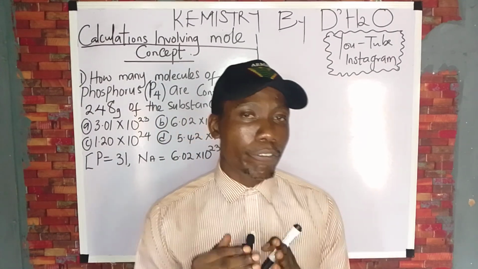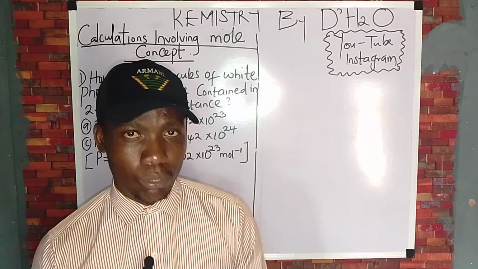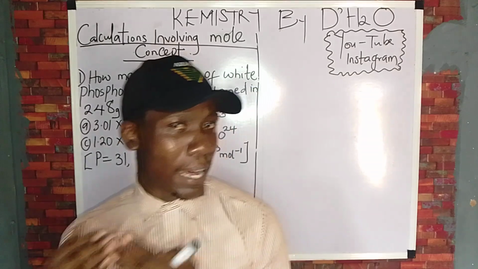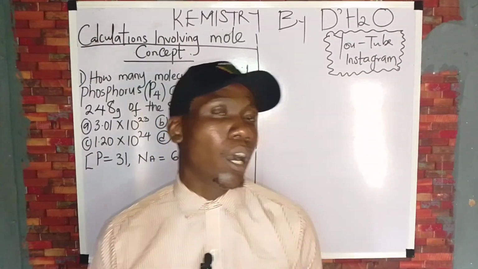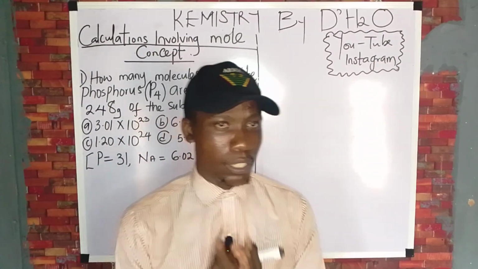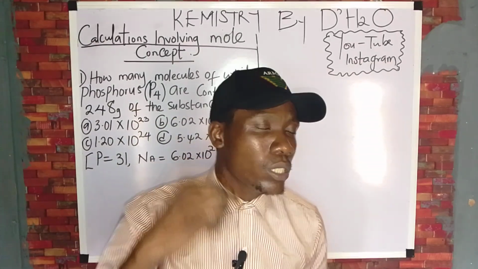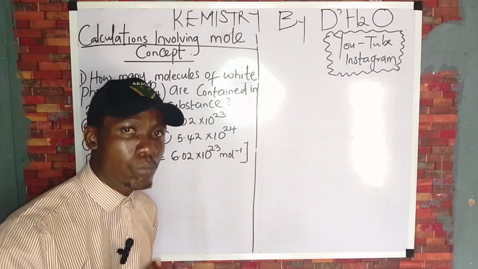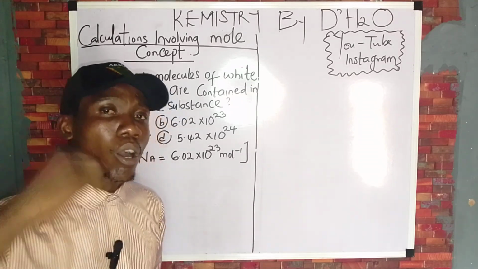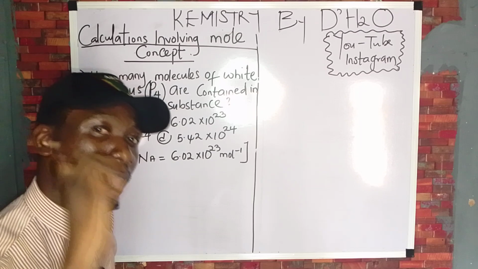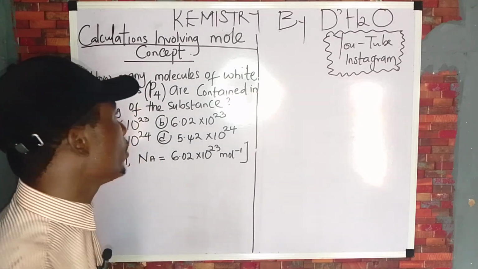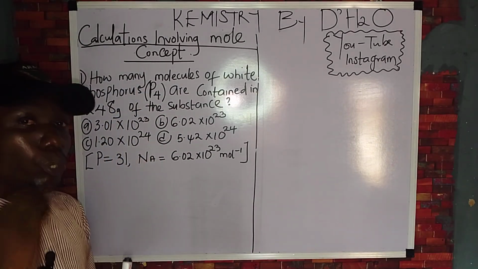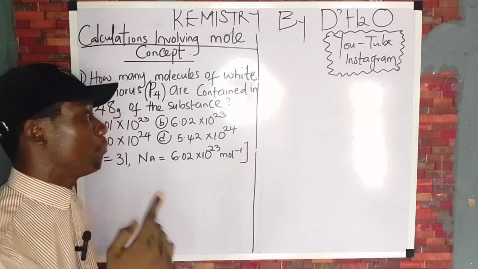Remember, I gave you the formula for number of molecules, or number of atoms, or number of particles. These three statements are the same. And what is the formula? Whenever the question involves number of atoms, number of molecules, or number of particles, they have one single formula. So make sure you check the question very well so that you know the formula that should be applied.